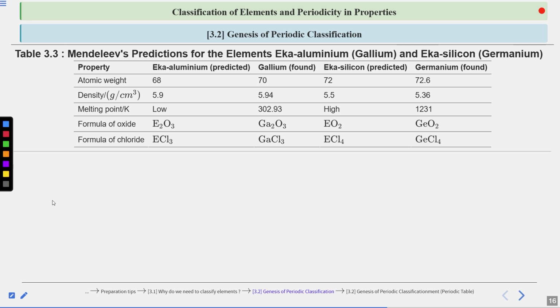Okay, now you can take both atomic weight and atomic mass. There is no distinction in chemistry between the two terms. Now coming to the chloride. The same thing was seen for the chloride, that gallium has a formula of GaCl3, and he predicted it as ECl3. Similarly, for germanium, he said that there will be a valency of 4. Okay, and it can be seen in the GeCl4 formula.